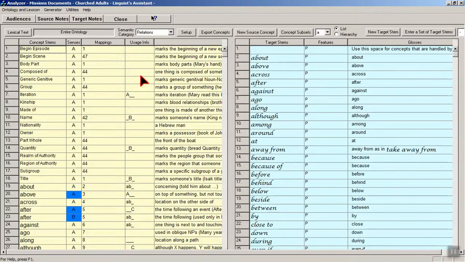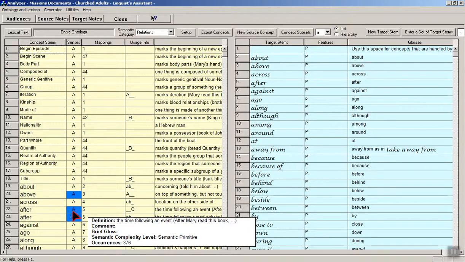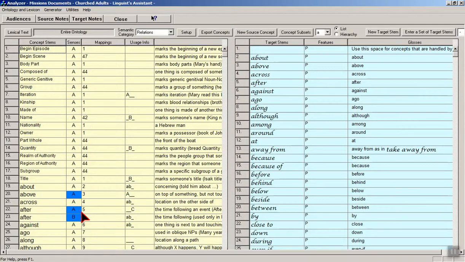And in terms of a meaning, we're talking about relations. We're relating one thing to another thing. And there are basically two kinds of relations for most of these concepts. One modifies a noun. So let's look at after.